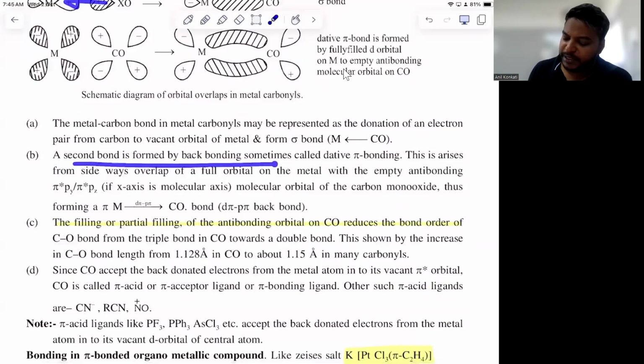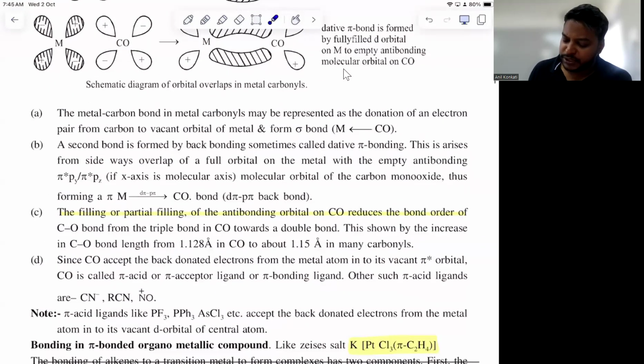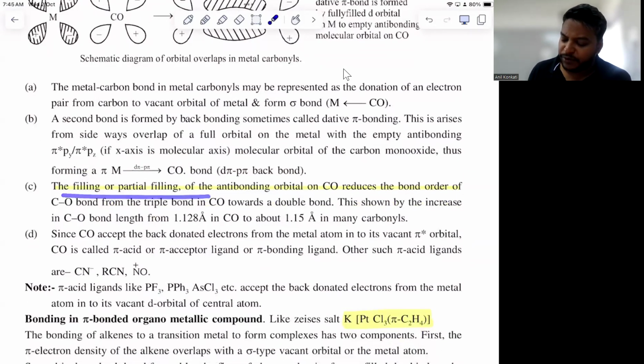The second bond formed by the back bonding is called a dative bond. This arises due to the sideways overlap with the empty anti-bonding orbital of the carbon monoxide. Thus, pi M d pi to carbon monoxide, that is the back bonding which you will notice. The filling of the partially filled anti-bonding molecular orbital of CO reduces the bond order of CO from the triple bond towards a double bond.